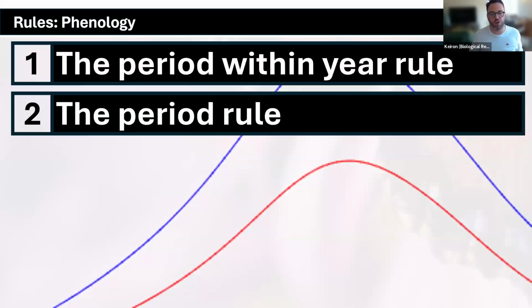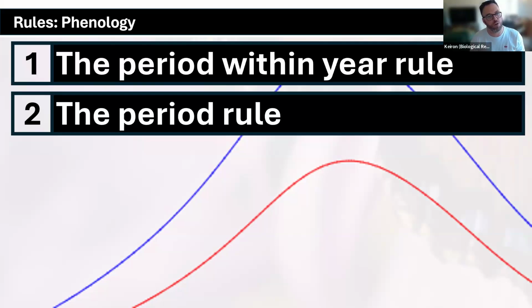Right, so then we've got phenology. Phenology, like I said, is looking at when a species occurs. There are two rules here. There's the period within a year: what days of the year, or what months, weeks, etc., are you likely to find this species? And that applies at a life stage level. So what time of year would you find it as a caterpillar, or what time of year would you find it as a butterfly, an adult butterfly?